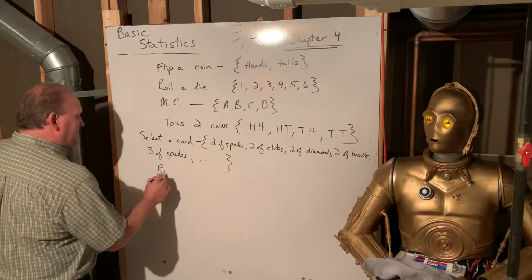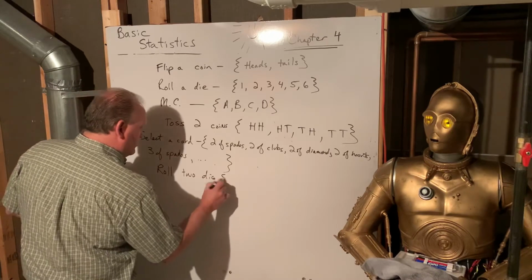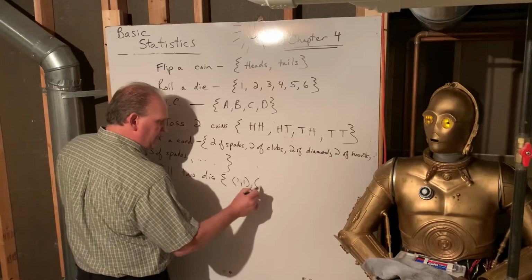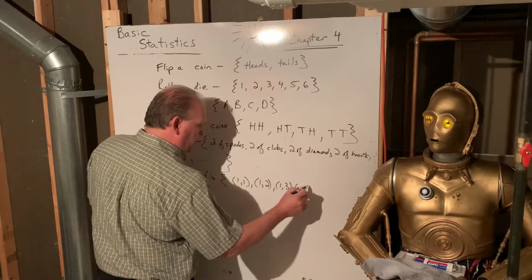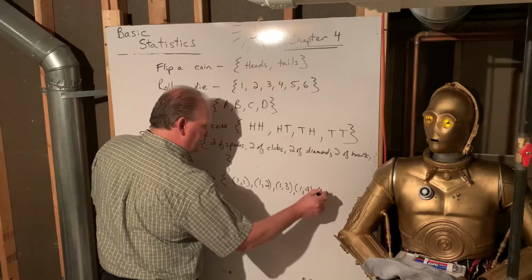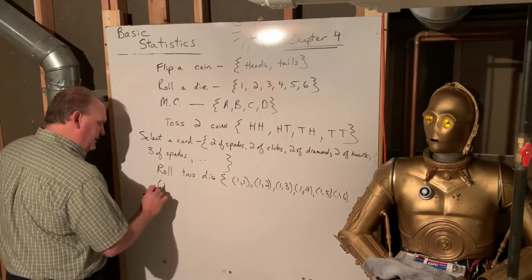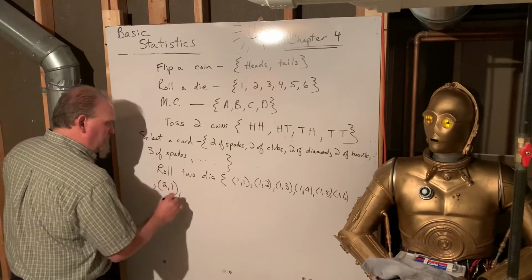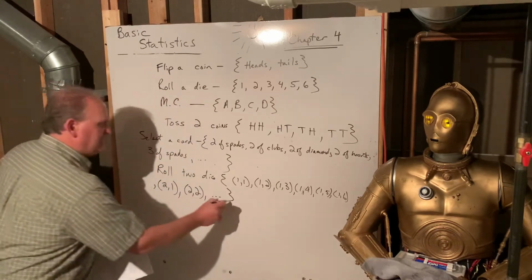If you roll 2 dice, now there are a bunch of outcomes, so I'm going to actually list them, like 1, 1. We could get 1, 2. We could get 1, 3, 1, 4, 1, 5, 1, 6. That's all the ones. Then we could get 2, 1, and then we would list all of those: 2, 2, 2, 3, 2, 4, 2, 5, 2, 6, and so on. There would actually be 36.